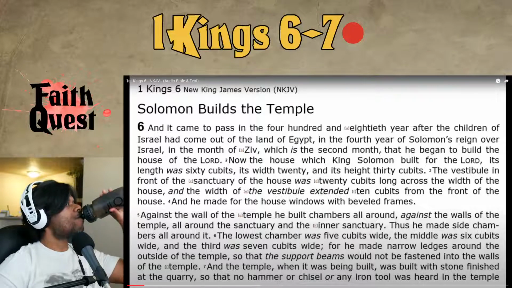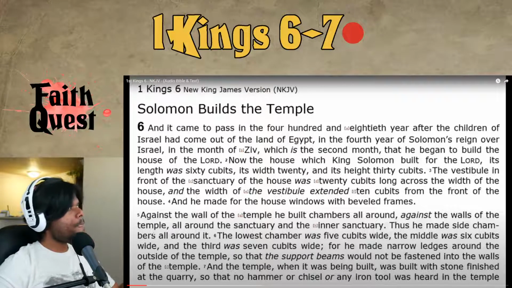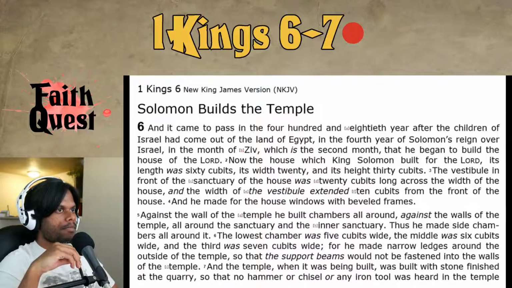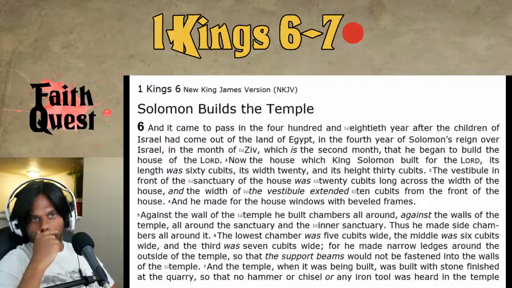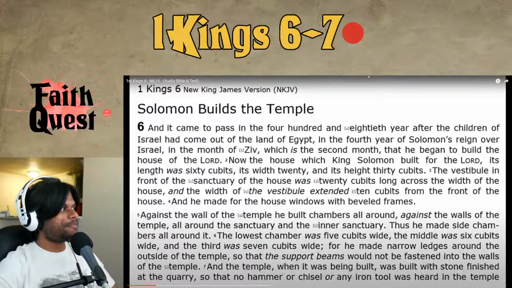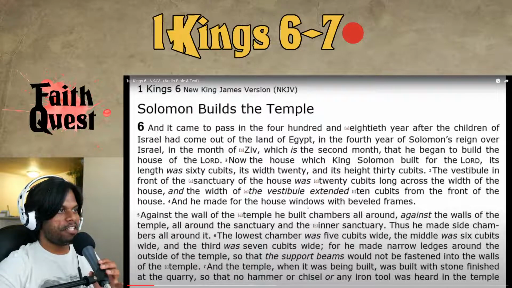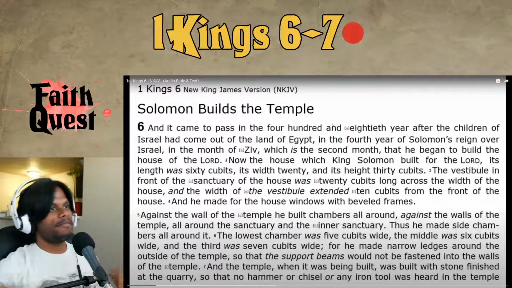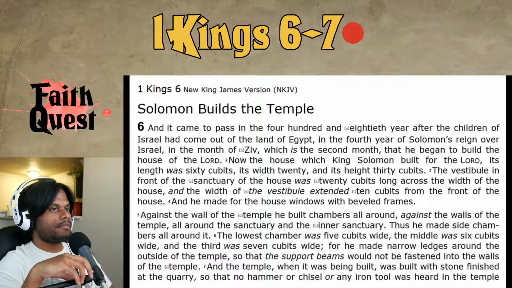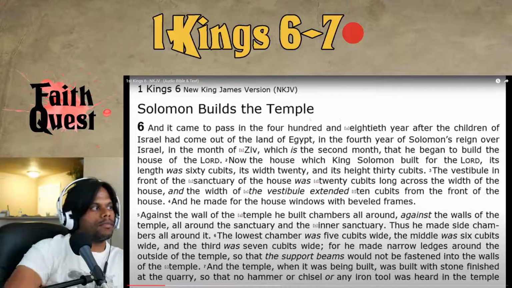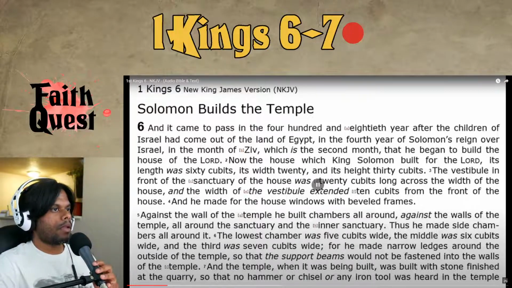Year of Solomon's reign over Israel, in the month of Ziv, which is the second month, that he began to build the house of the Lord. Now the house which King Solomon built for the Lord, its length. See, God is a designer, man. Look, he's detail oriented, just like with the tabernacle. Built for the Lord, its length was 60 cubits, its width 20, and its height 30 cubits. The vestibule in front of the sanctuary of the house was 20 cubits long.